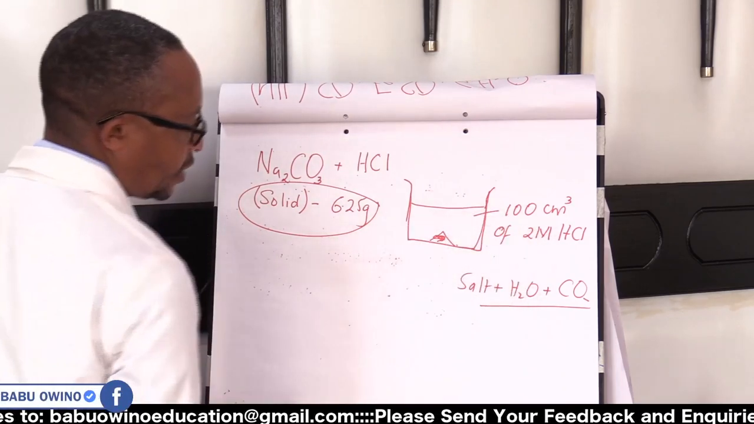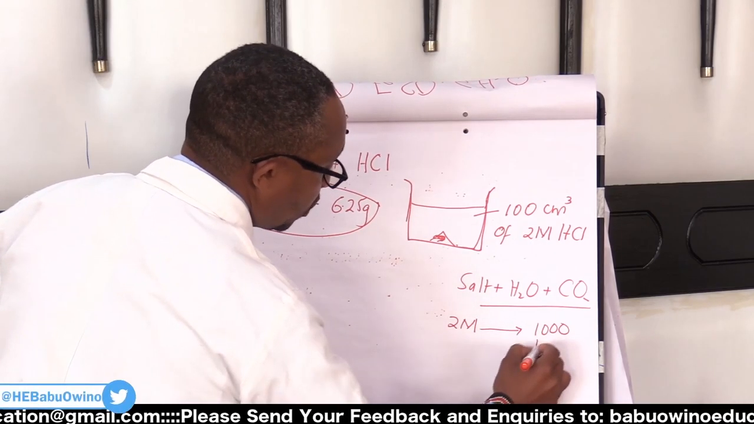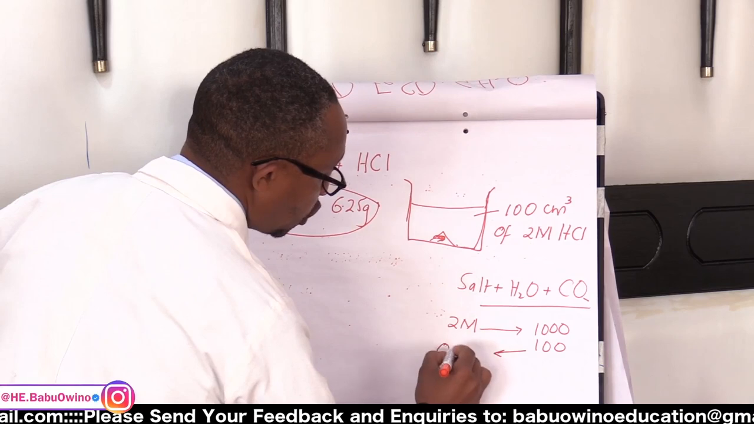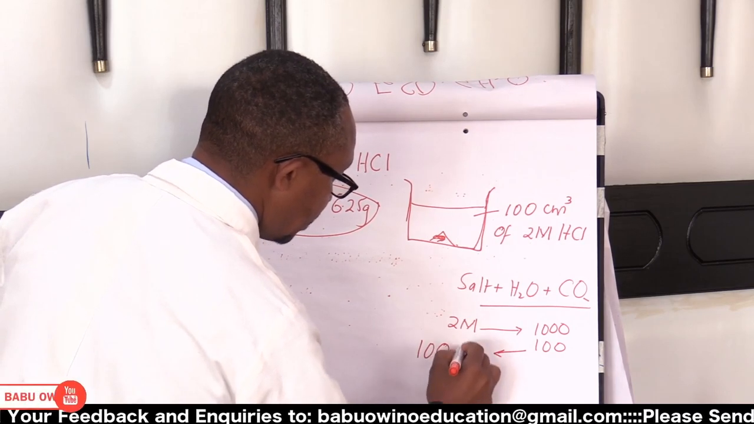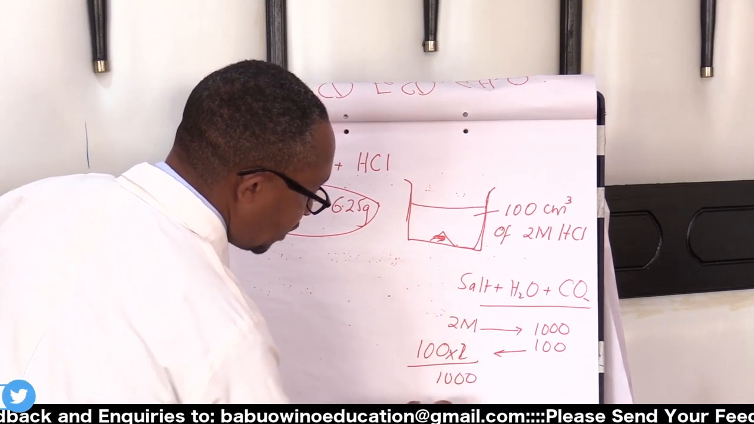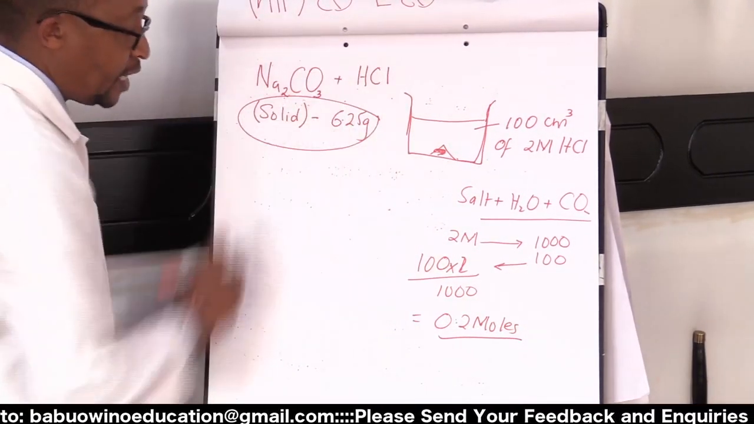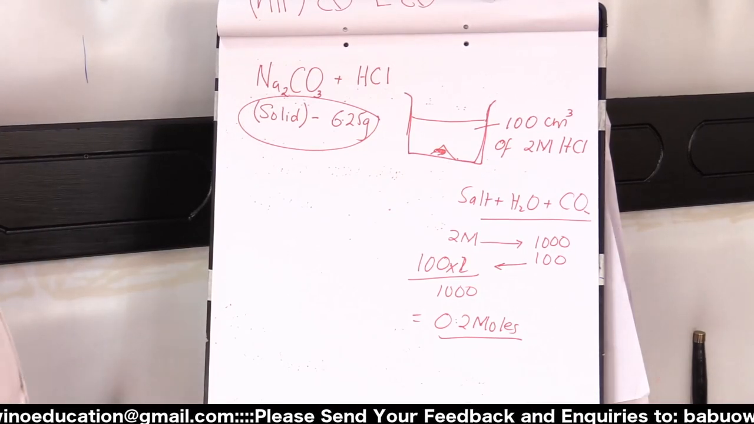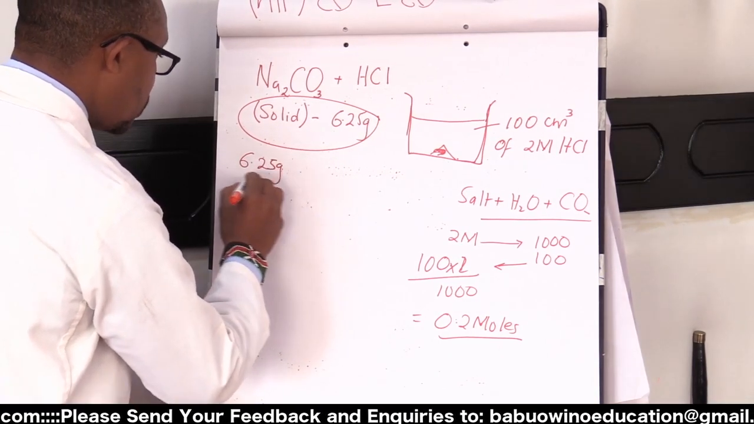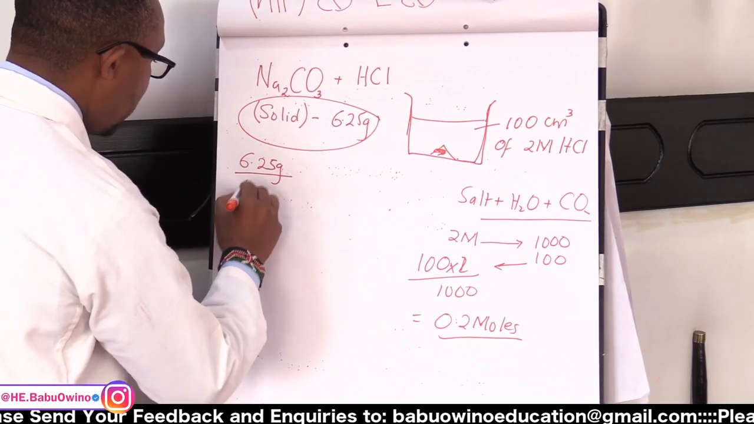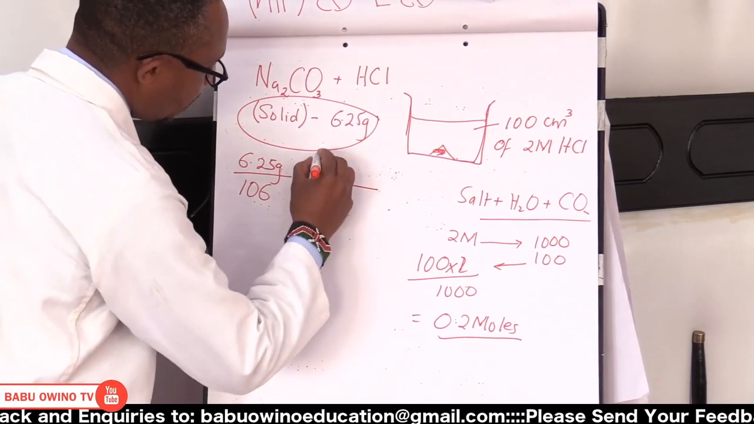So how much of the acid do you have? 2 moles in 1,000. What about 100? Let me work it out. 100 times 2 over 1,000 gives me 0.2 moles. So the moles of acid here are 0.2. And here you've been given 6.25 grams of the solid. So if we divide 6.25 by the RFM, 106, we'll get the moles here.